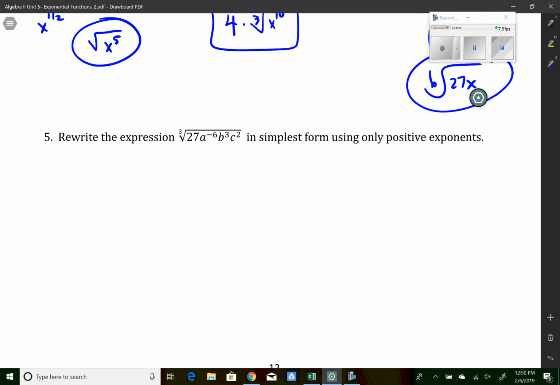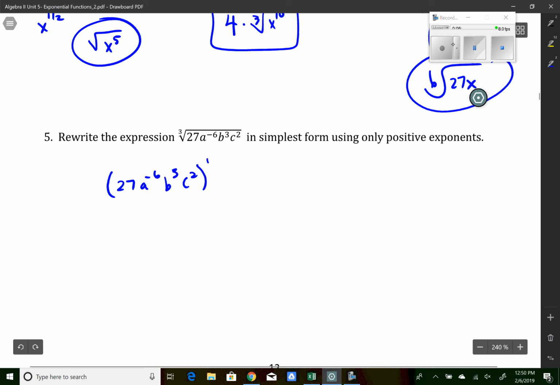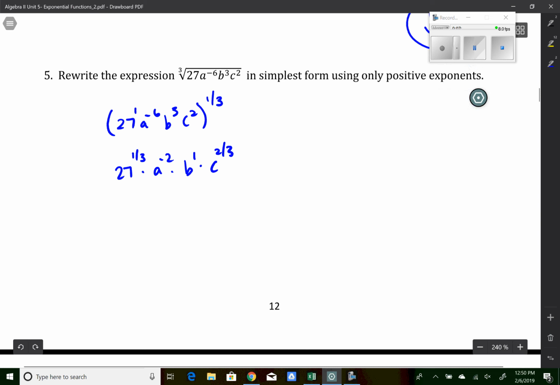For number 5, I have a cube root again. So I'm going to make this 27 and rewrite all these variables and make it all to the 1/3. So now that I've done that, I can take that 1/3 exponent and multiply it to every exponent, including the exponent on the 27, inside the parentheses. It's power to power rule. Then I could start to simplify things.